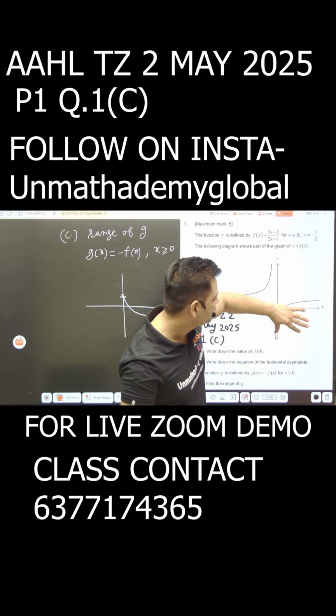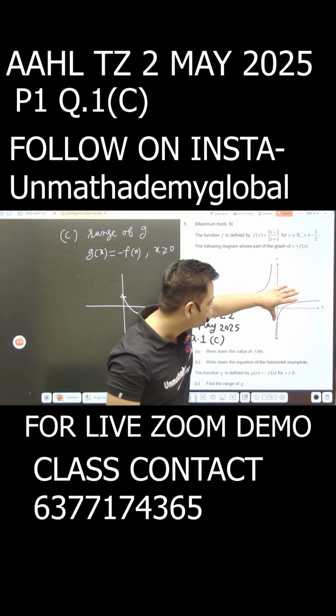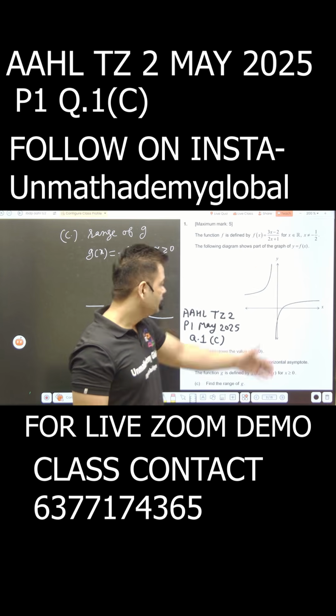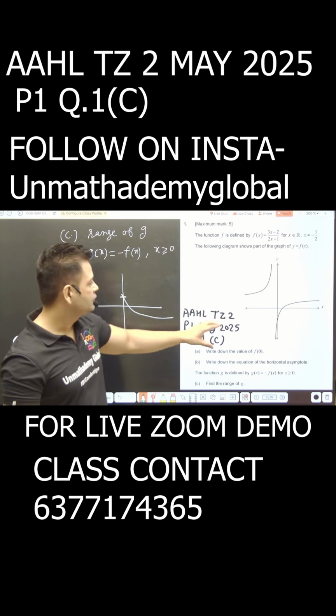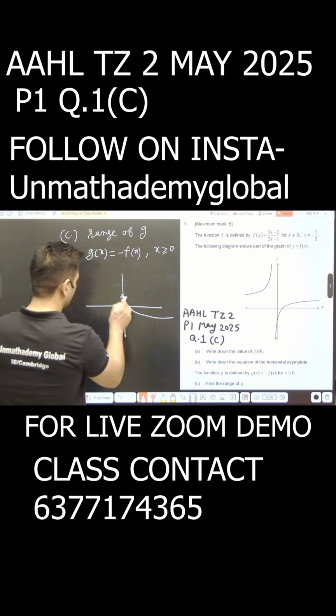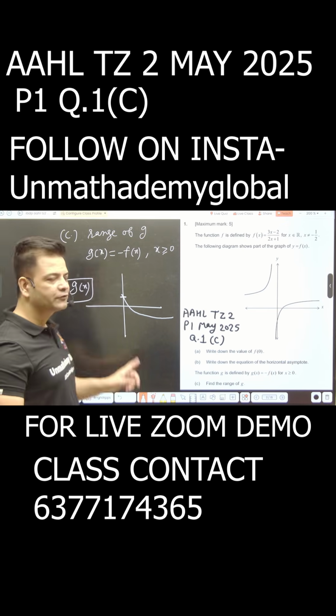So this part will be reflected only in the x-axis. So we will reflect this part of the function in the x-axis to find our g(x). So this is your reflection of this part. Okay, we can call this function g(x). Now we have to find the range of this function g(x).